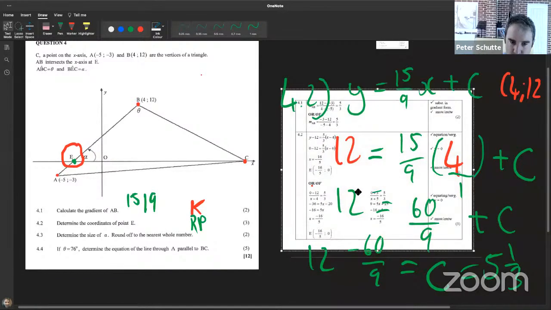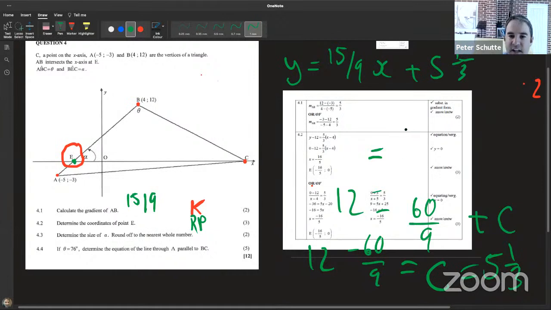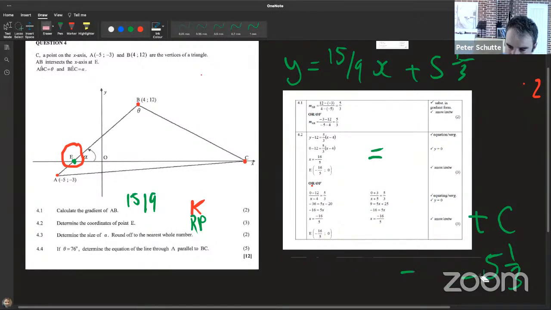4.1, 4.2. Okay. They actually do this in a slightly different way, but they still get the same answer as us. What are they doing? So basically, once I've got my final answer, what do I have? I have y equals 15 over 9x plus 5 1/3. And then in order to find the x-intercept, I make y 0. So if I make y 0, I get this.